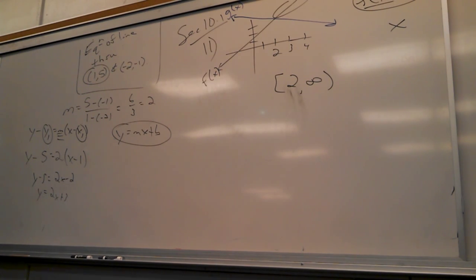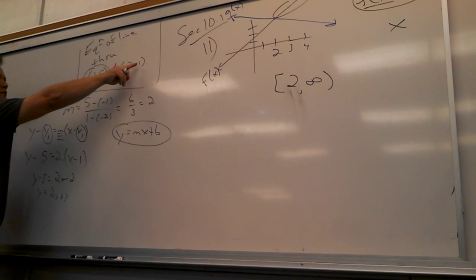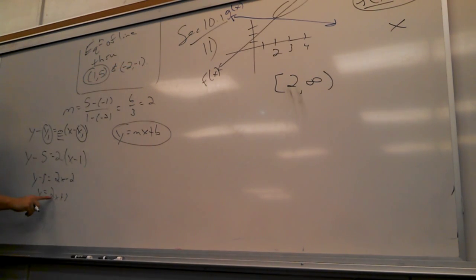And how do you check yourself? Real quick, if you plug in -2, what are you supposed to get out? -1. So when you plug in -2, twice -2 is -4, plus 3 is -1. So that's a quick way to check yourself.